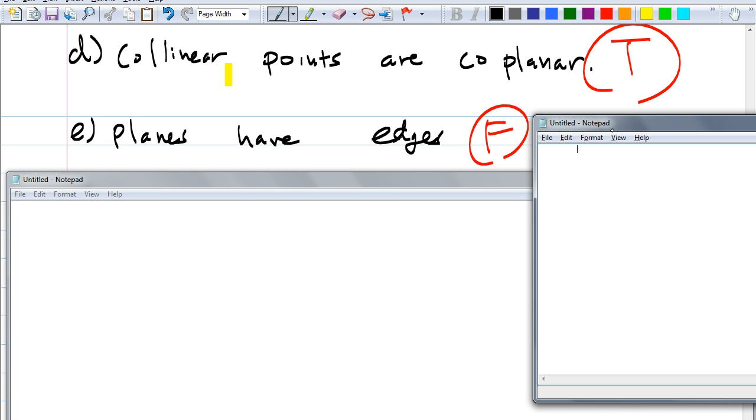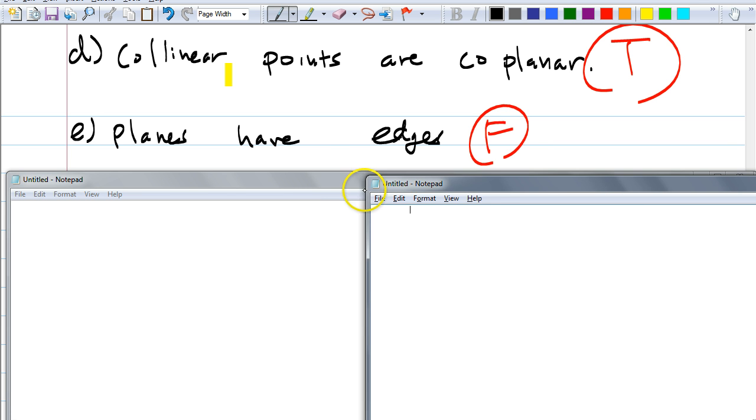Right. When we draw planes, what do we use to draw planes? We use a parallelogram, and a parallelogram has 4 edges, right? Maybe that's what people think a plane looks like. No, right? It goes on forever. Because we cannot draw something that goes on forever, we use a parallelogram. So planes do not have any edges, okay? All right.